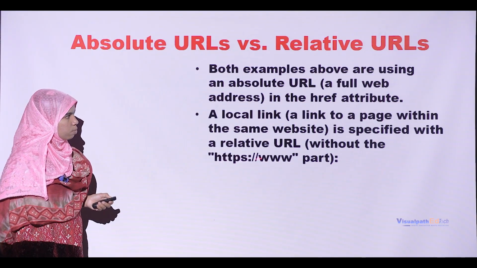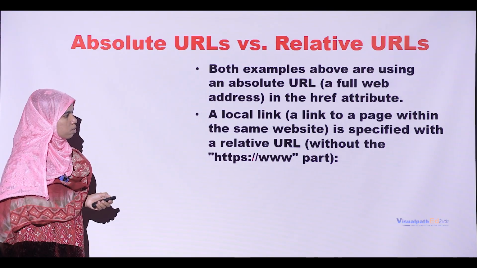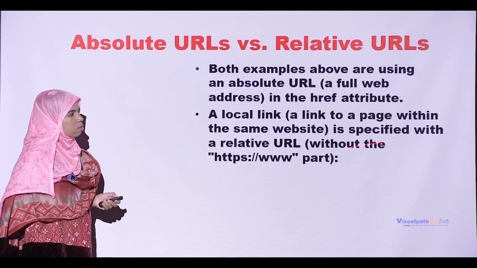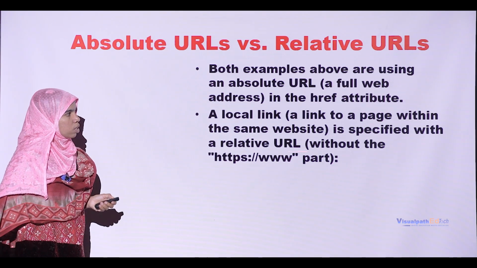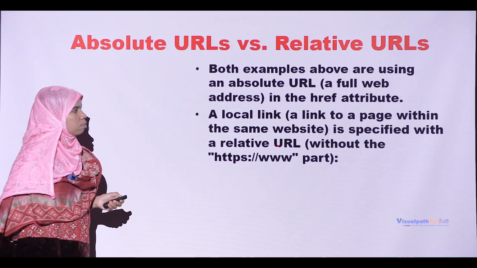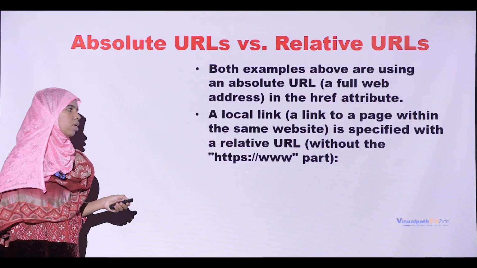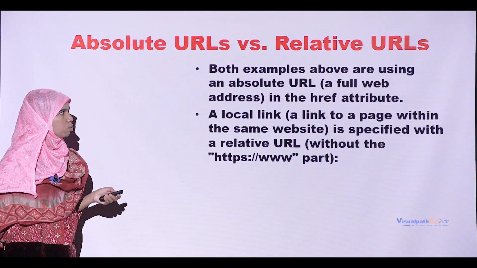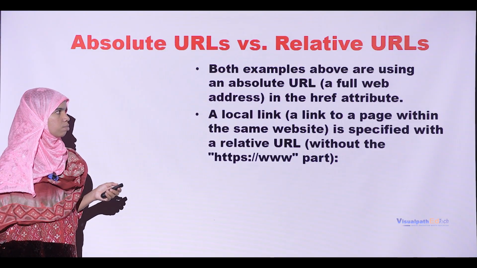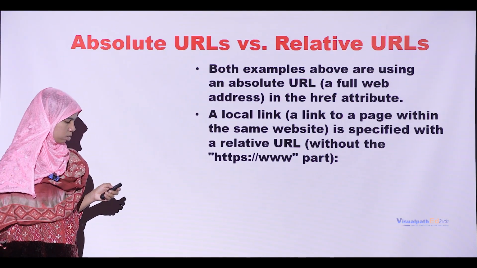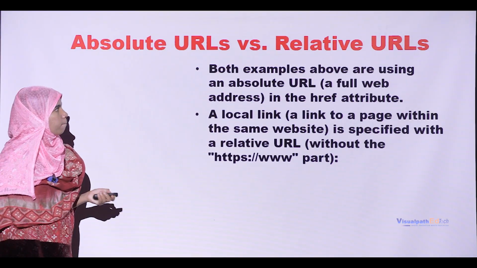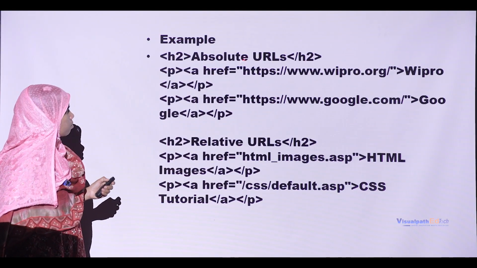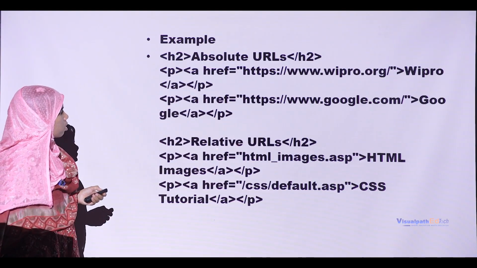The absolute link would be with respect to HTTPS followed by colon slash slash and so on, www. Specifically, relative to that, only that content will be visible to you. So in both the cases, the href attribute will be used. You can see one example for the absolute URL and for the relative URL.